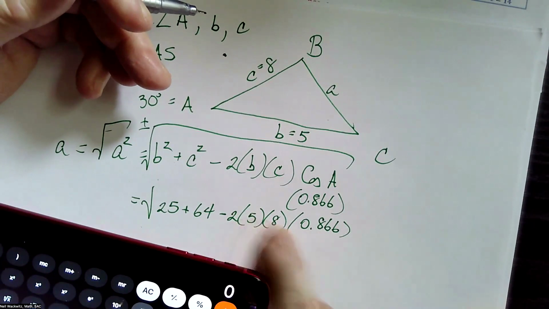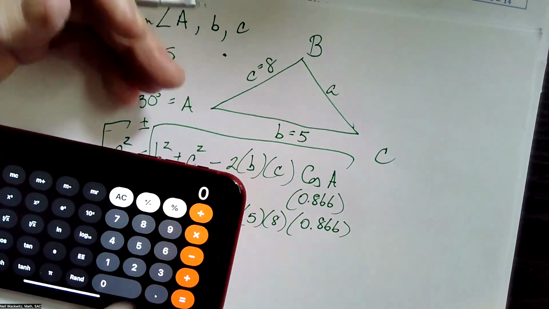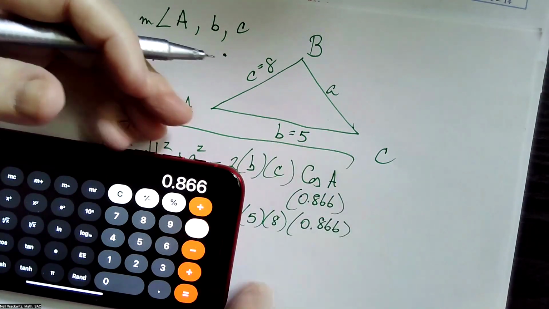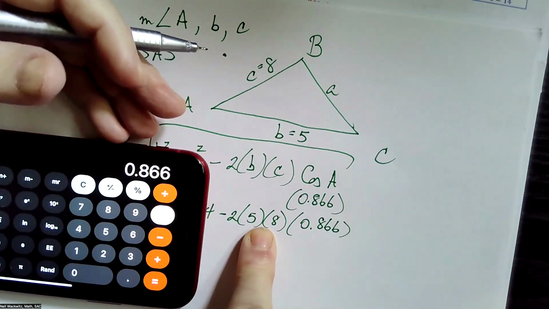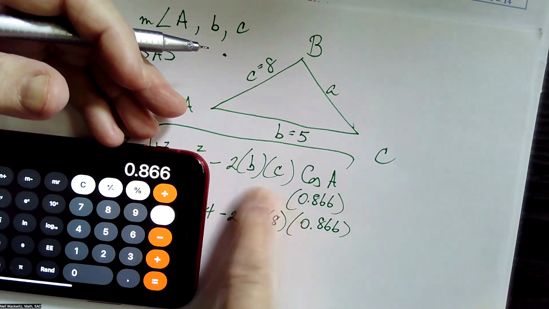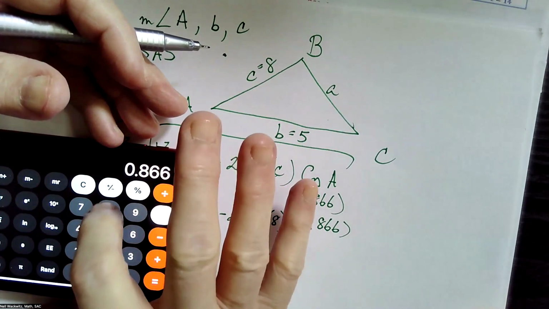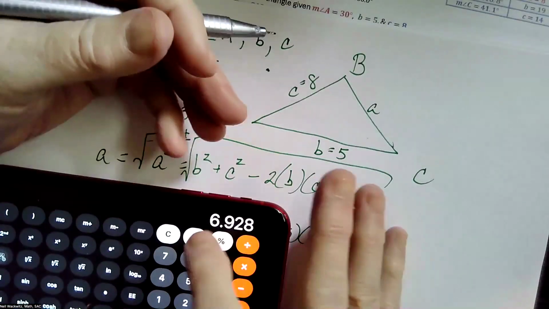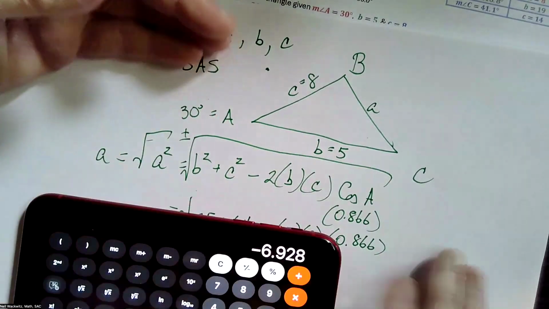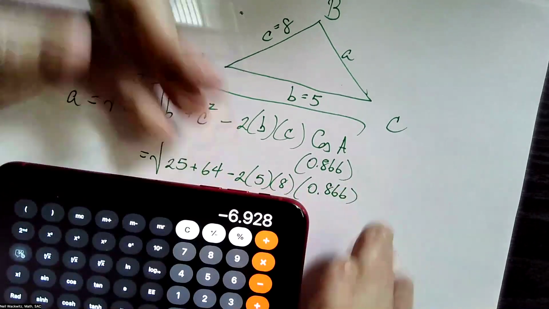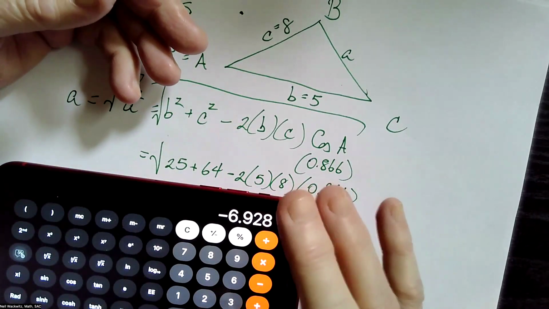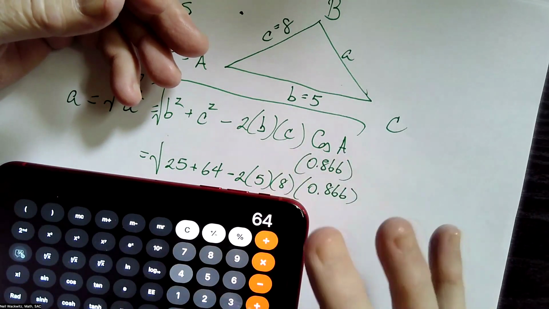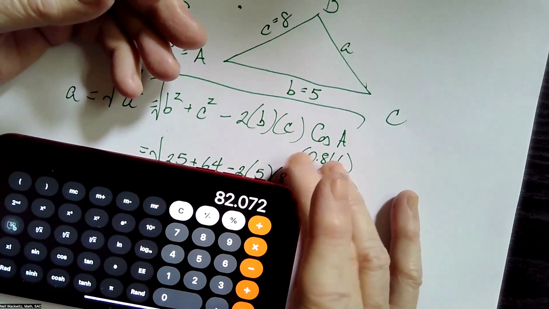Let's find this product first. So 0.866 times 40 times 2. So this is 80 equals. And now I'm going to negate that and add the squares of the other two sides. So plus 25 plus 64. That's what I'm taking the square root of.